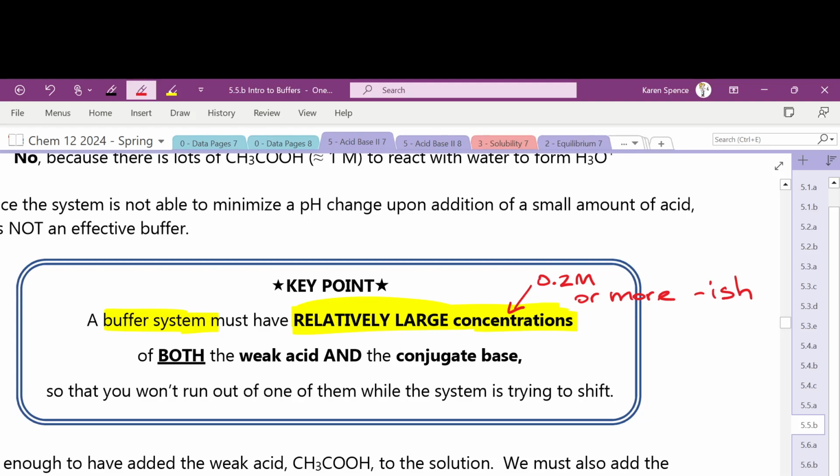You can buffer a small amount of acid the lower the concentrations are. The higher the concentrations are, the more addition of acid you can buffer and the more addition of base you can buffer. But usually if somebody said, make me a buffer system, I would just say 1 molar because that's a pretty high concentration. It's a nice round, even number. You could also choose 0.5 molar because it's also fairly large and just a nice round number. Okay?